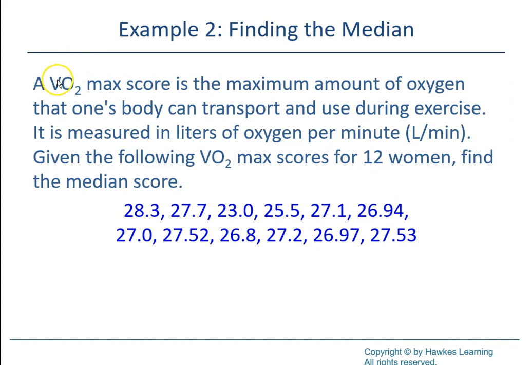So here is the max score of oxygen that one's body can transport during exercise. And I'm assuming they have some sort of device that can measure this, and you get these values. And there were 12 women involved. So how would we find the median? Well, the first thing, and if you have one like this as part of your practice and certify, you're going to have to list them in numerical order from lowest to highest. Fortunately, they do that here.